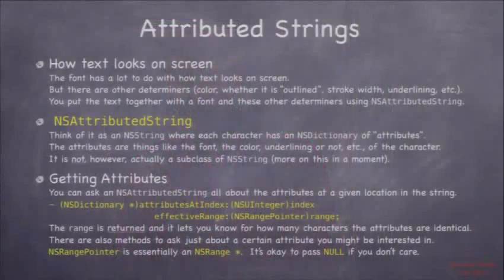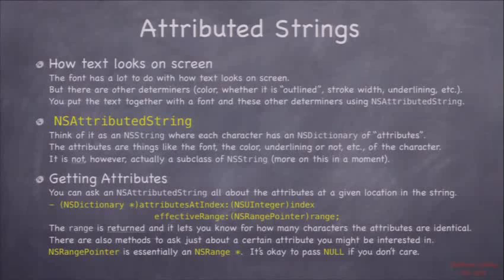This is NSAttributedString. It's immutable, not modifiable. So you cannot set the attributes of an NSAttributedString. There is a mutable attributed string. We'll talk about that in a second. So you get the attributes by calling attributes at index, and it will return you a dictionary with all the attributes for the character at that index.